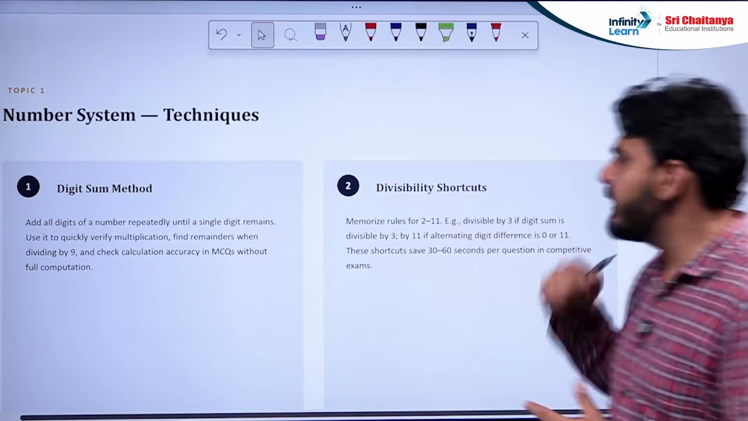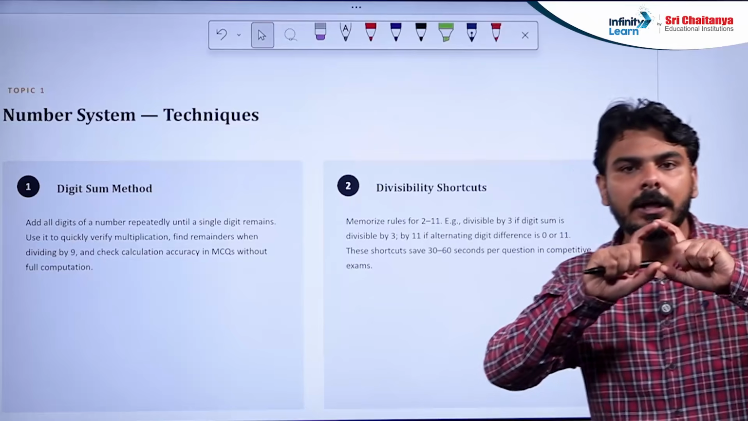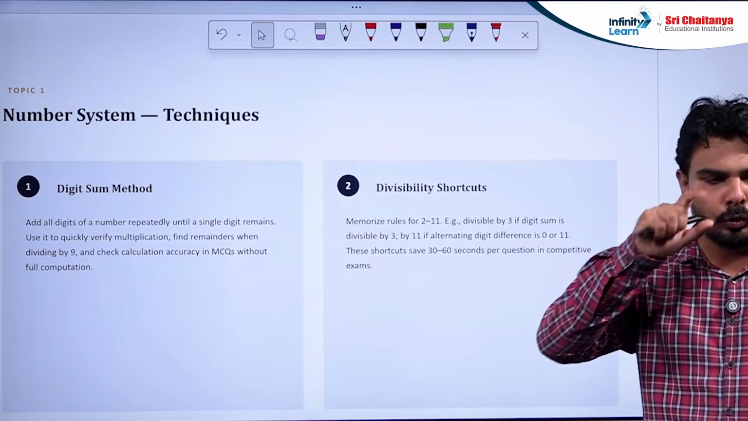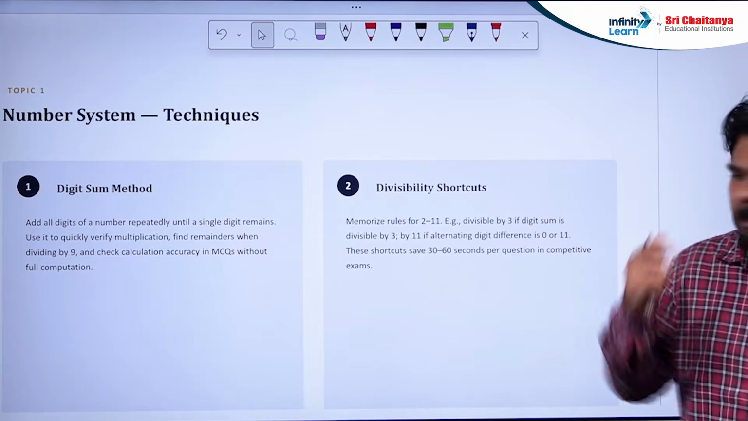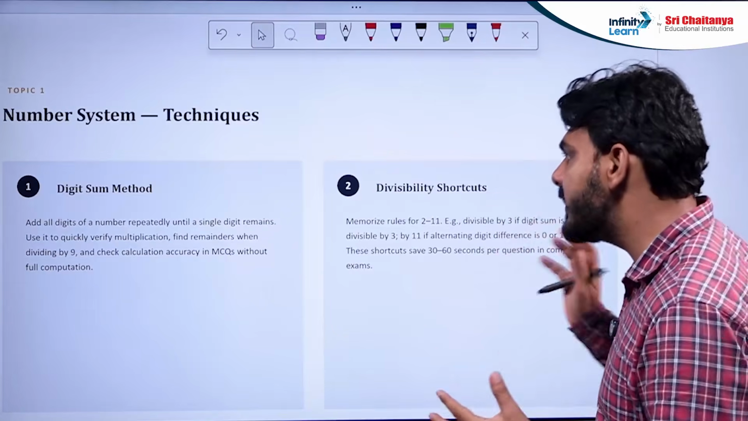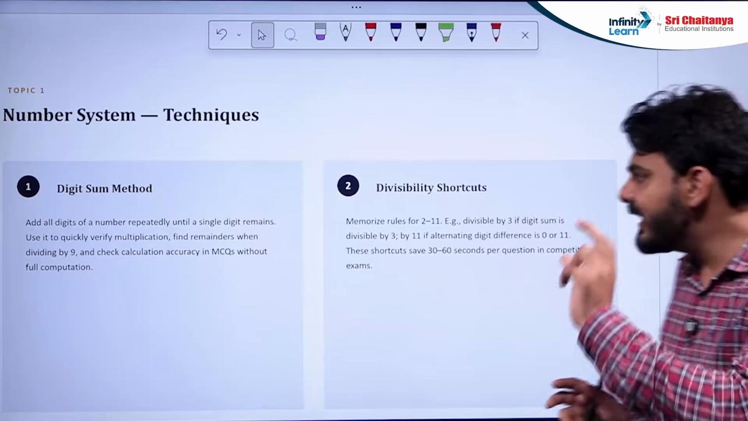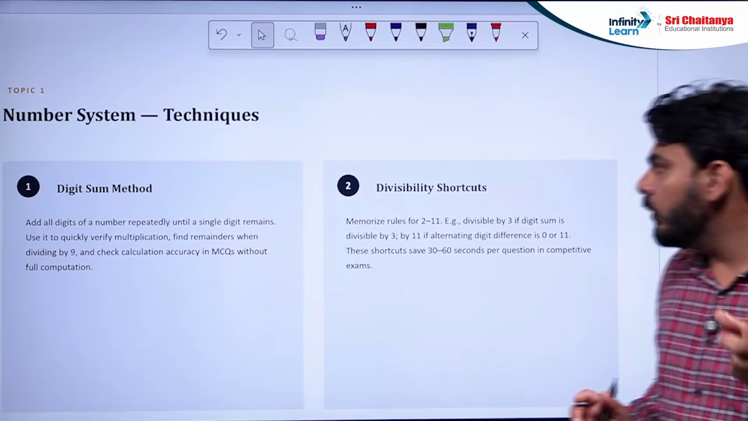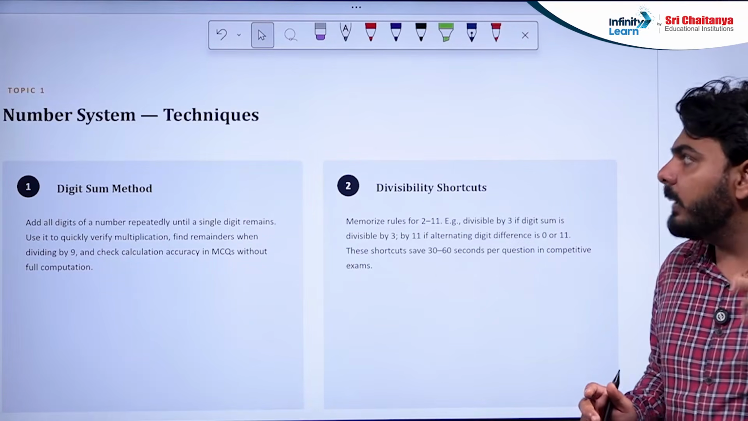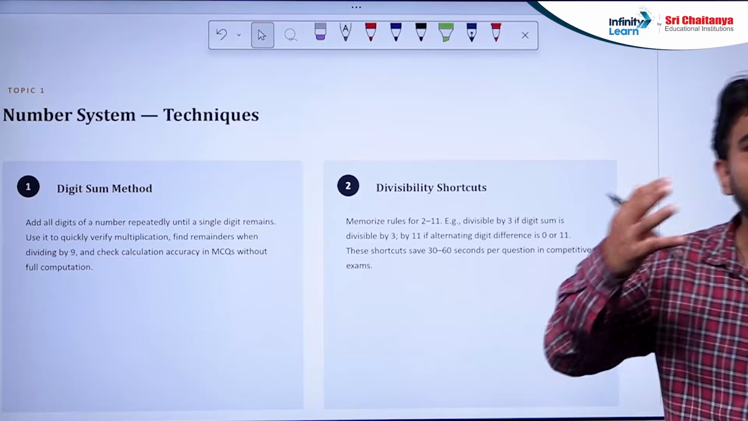The first method is the digit sum method, in which you just add the digits. You find the sum of all the digits in the number, adding repeatedly until you get a single digit number. Then that single digit number can tell you what the remainder will be, or what the answer to that question will be. That will be helpful for you.